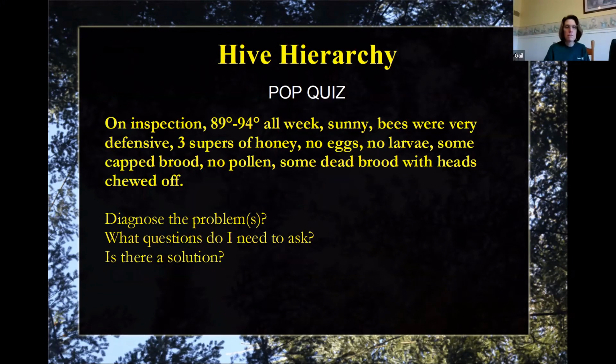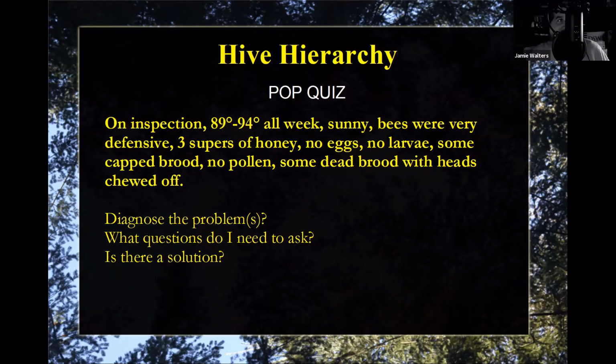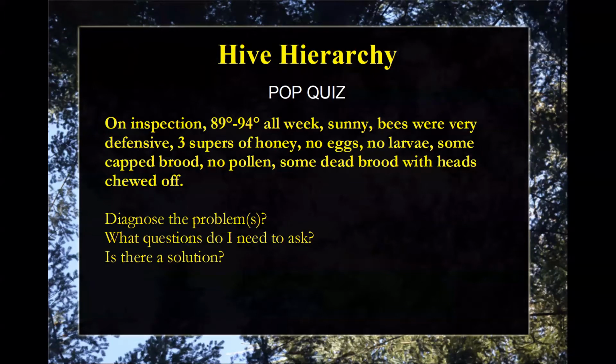One last one on an inspection. 89 to 94 degrees all week. It's going to be sunny. The bees were very defensive. 3 supers of honey on the top. There's no eggs, no larvae, some capped brood, but no pollen coming in. Some dead bees with their heads chewed off. You've got a problem. So reread it if you need to.